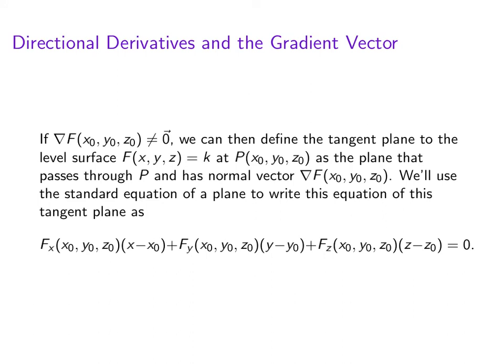And now we can use the standard form of the equation of the plane to write down an equation of this tangent plane, and it looks like this. So the fx, fy, and fz give us the components of the normal vector, and x naught, y naught, z naught are the coordinates of the point that we know is on this plane. Okay, that's all for now.